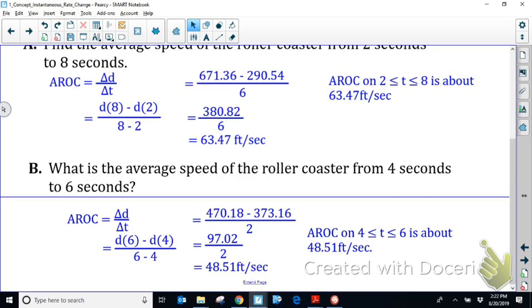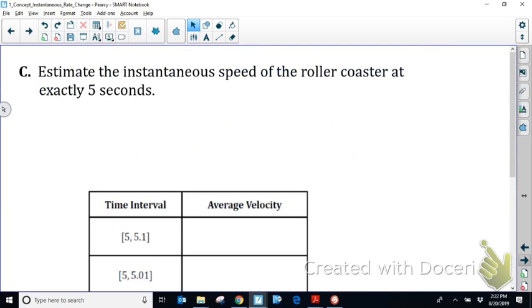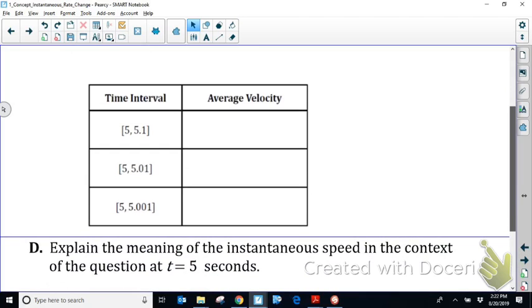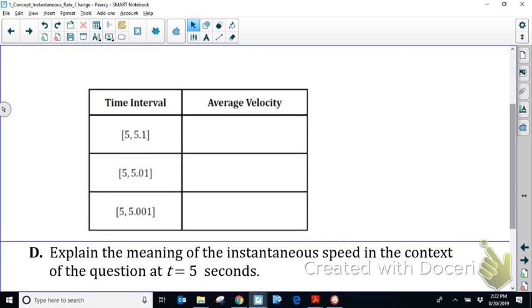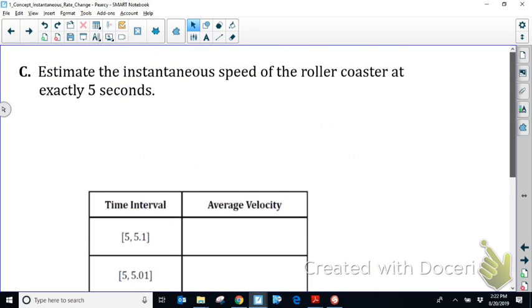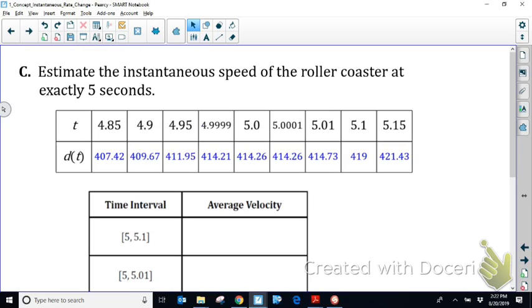Now, those are average rates of change along a specific time interval. We want to know what is the instantaneous rate of change at exactly 5 seconds. Now the table that I have in the presentation here just has those 3 time intervals on it, which is fine. That's really all you need, I guess. But the table that you have in your notes is a little bit different. So using the third degree polynomial, the d of t function that we saw, evaluating it for the specific times that you have in your notes, we get the corresponding output numbers.